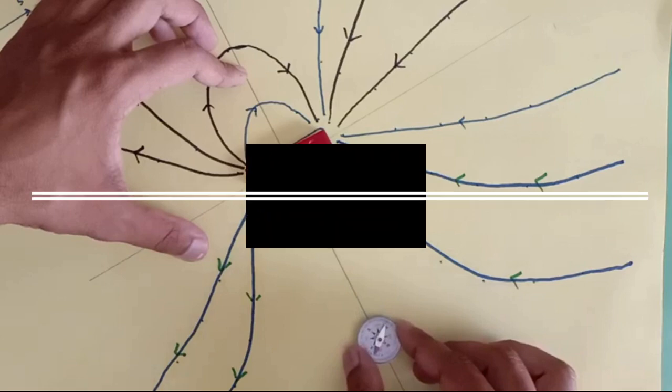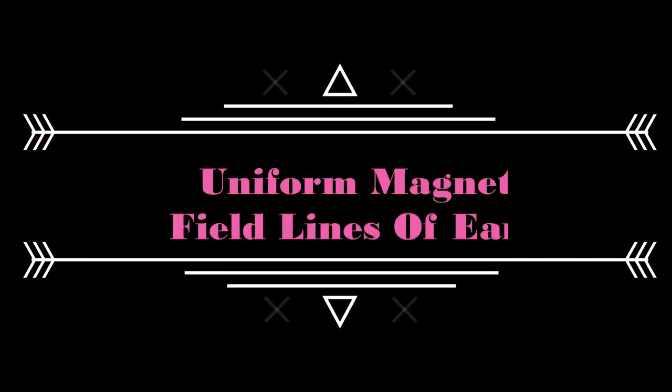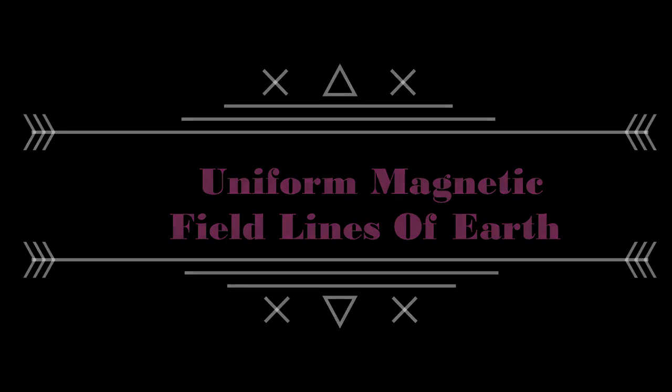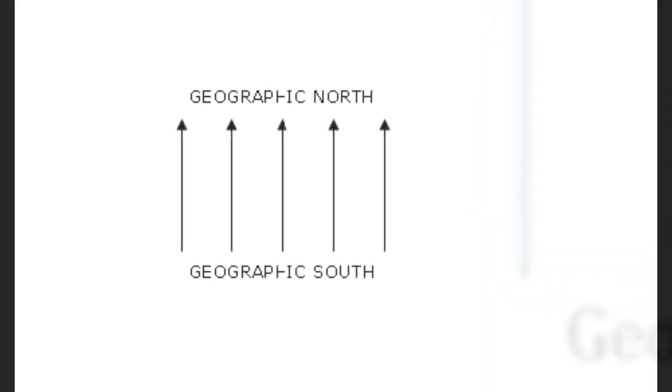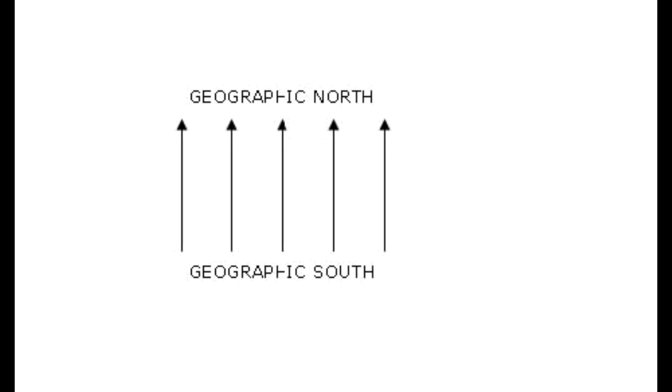Now we can see the magnetic field lines of Earth. Earth's magnetic field is uniform in a limited space. So, when you plot the field lines of Earth, it is noticed that these lines do not intersect each other, and they are parallel and equidistant. These field lines are directed from geographic south to geographic north. That is the direction in which a magnetic needle suspended freely in a horizontal plane rests.